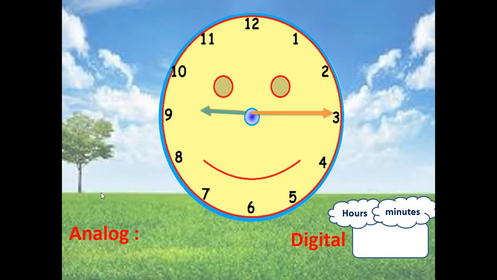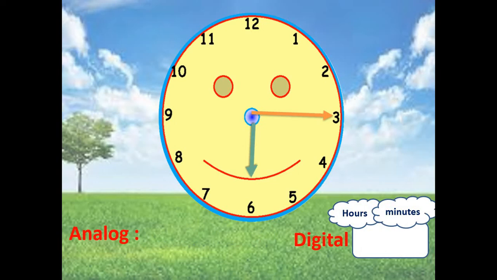What about here? Here, the short hand points at 9 and the long hand points at 3. So, in the analog, we're going to say it's quarter past 9. And in the digital, it means 9 in the hours and 15 minutes. Another one.